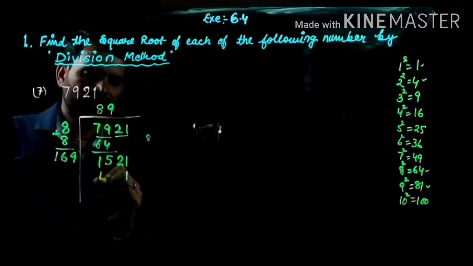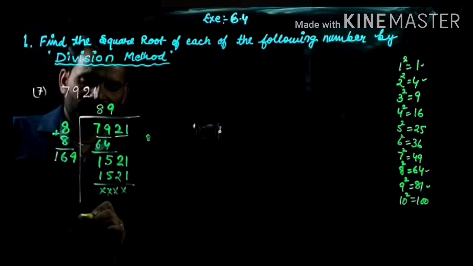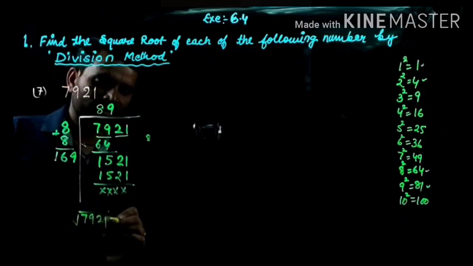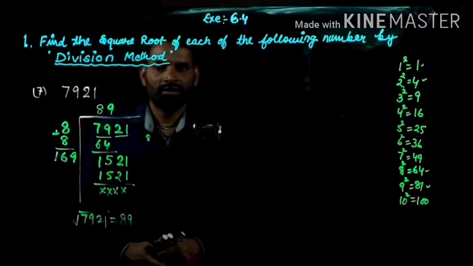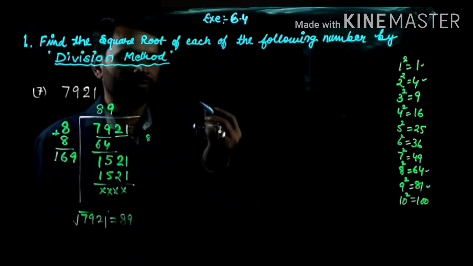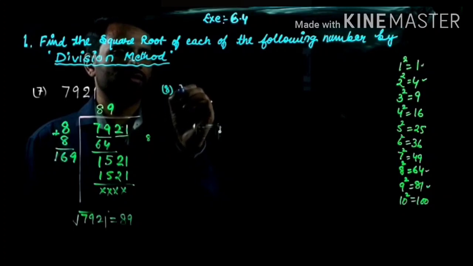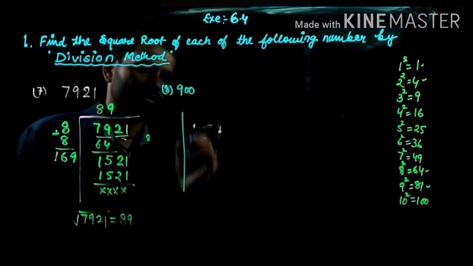And then after this multiply and write the result. The root of 7921 is 89. Okay, and again a 3 digit number: 900.